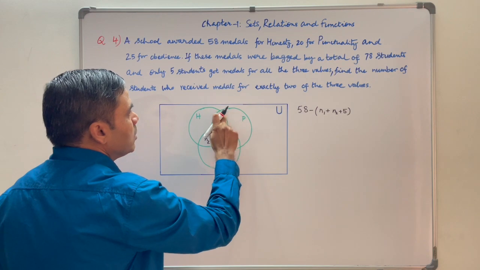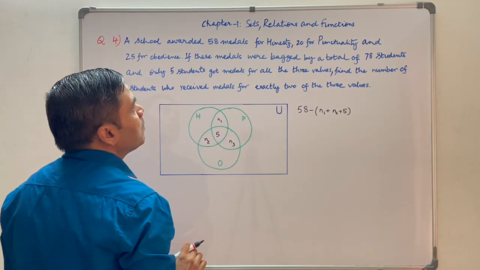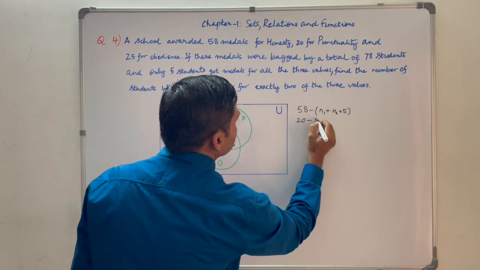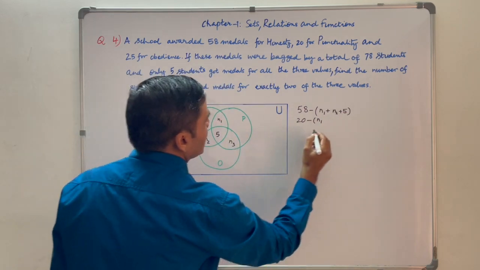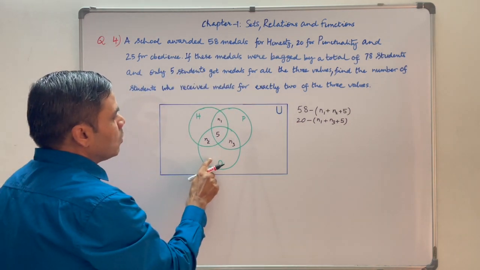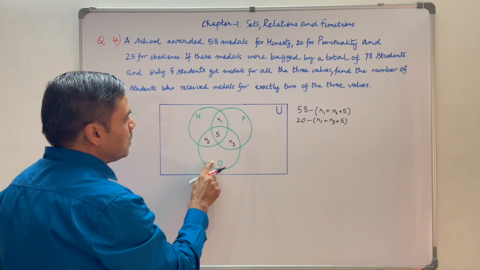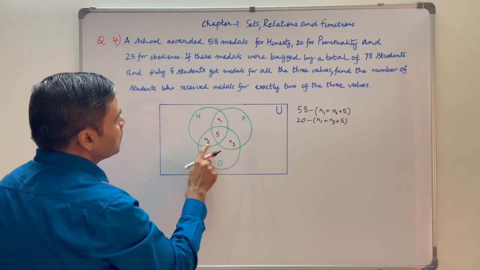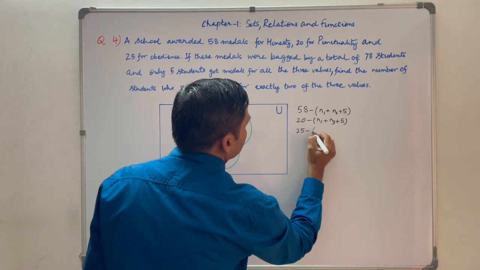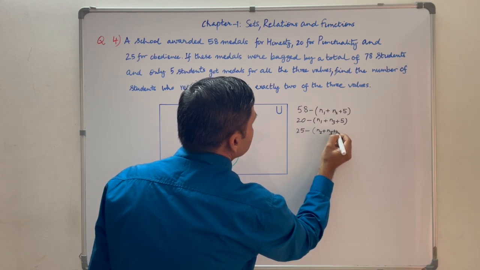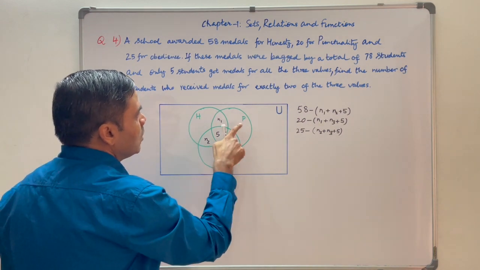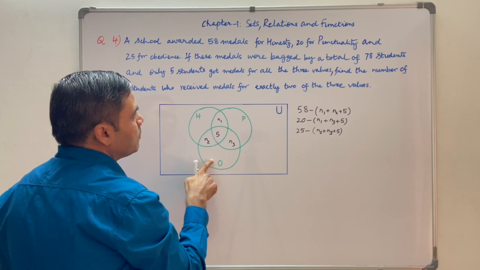Similarly, we will figure out the number of students who got medals only for punctuality. So they will be 20 minus (N1 plus N3 plus 5). And the number of students who got medals only for obedience will be 25 minus (N2 plus N3 plus 5). So we have got these numbers: medals only for honesty, only for punctuality and only for obedience.